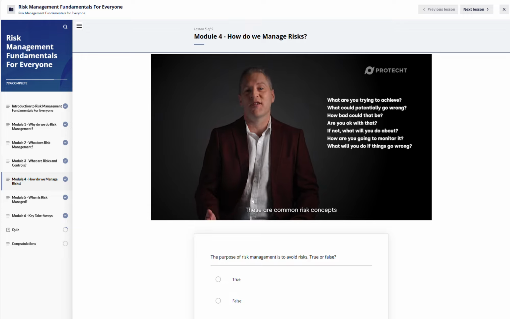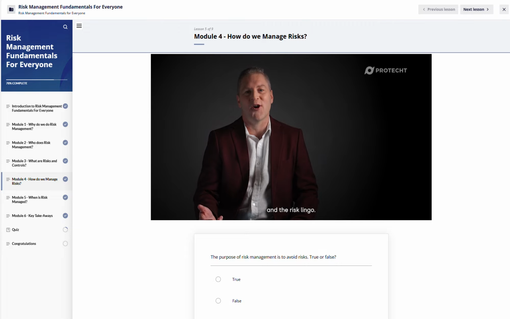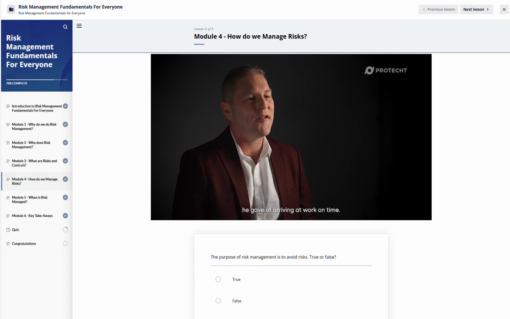These are common risk concepts that can be applied in an organisation as well as to your personal life. You do them subconsciously, and they're also done in your organisation. Sometimes with a bit more process, and yes, some more lingo, some more risk buzzwords. We'll provide you a cheat sheet so that you can match that plain language to the buzzwords and the risk lingo. So with that in mind, let's return to David's example he gave of arriving at work on time.